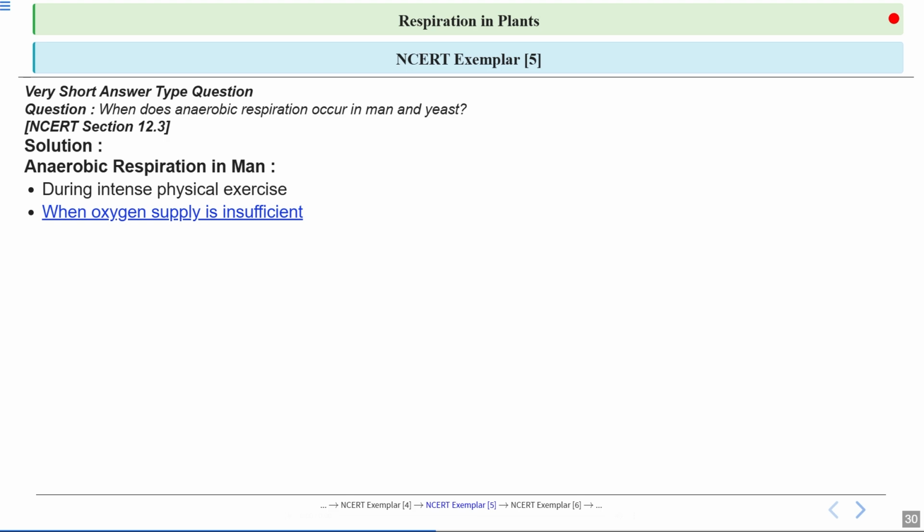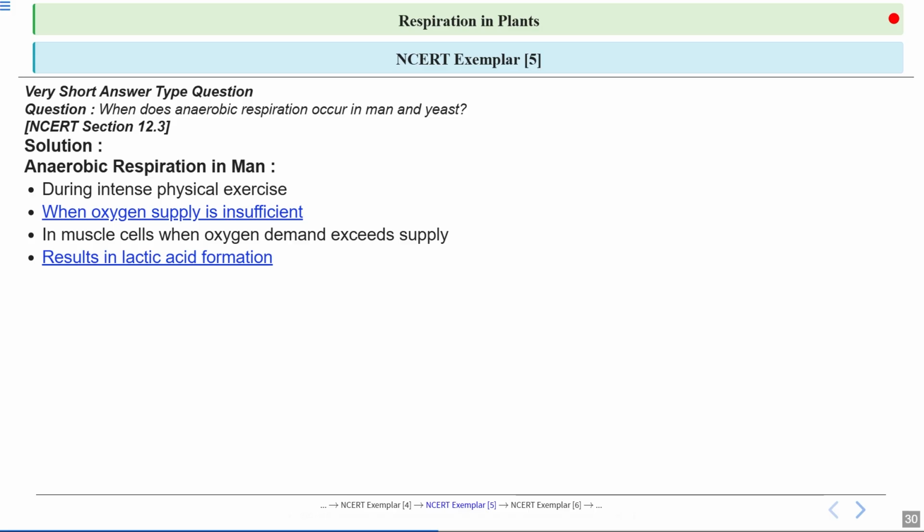This happens specifically when the oxygen supply is insufficient. In these situations, the muscle cells switch to anaerobic respiration. Why? Because the oxygen demand exceeds the supply. A key result of this process is the formation of lactic acid in the muscles. This lactic acid buildup is what actually causes the burning sensation, or what we call cramps, that we feel after strenuous activity.